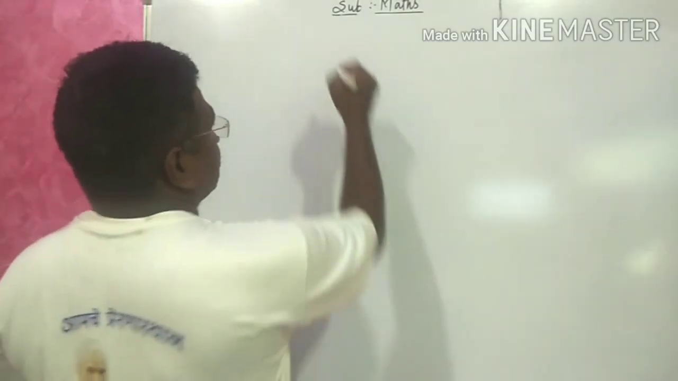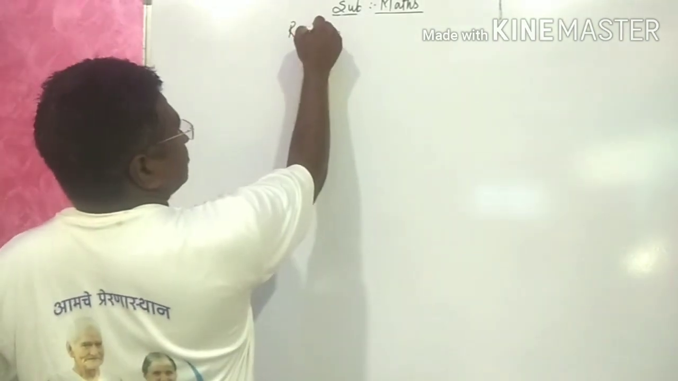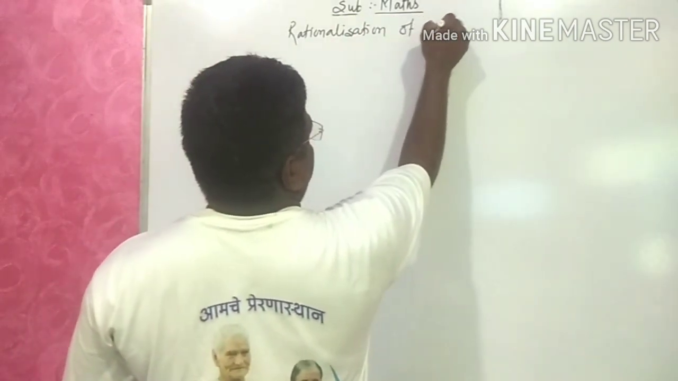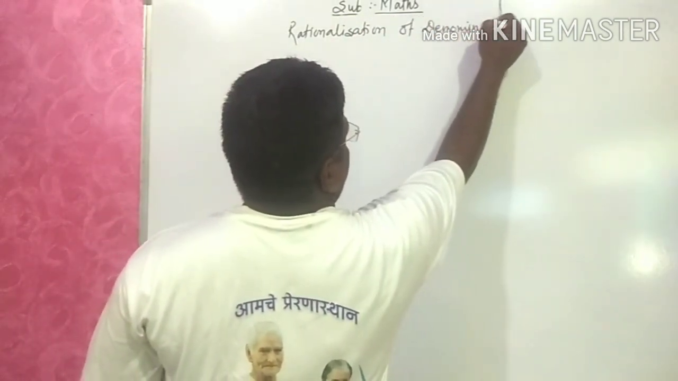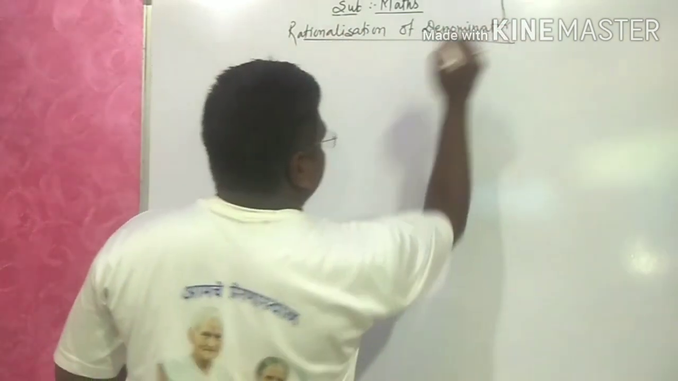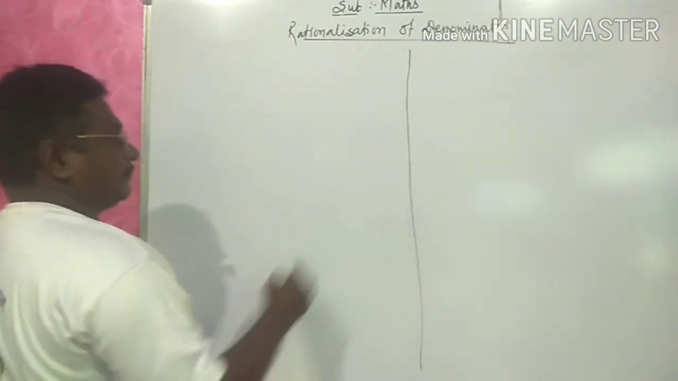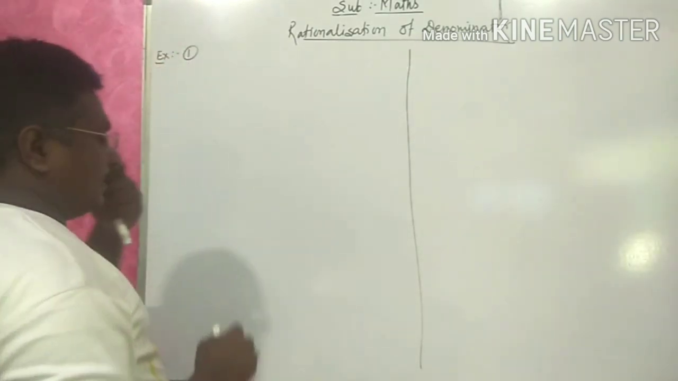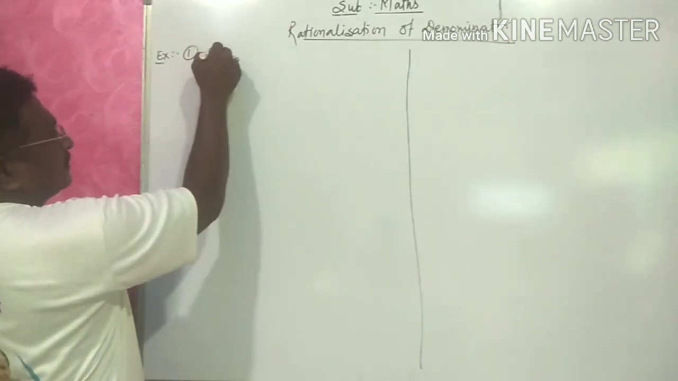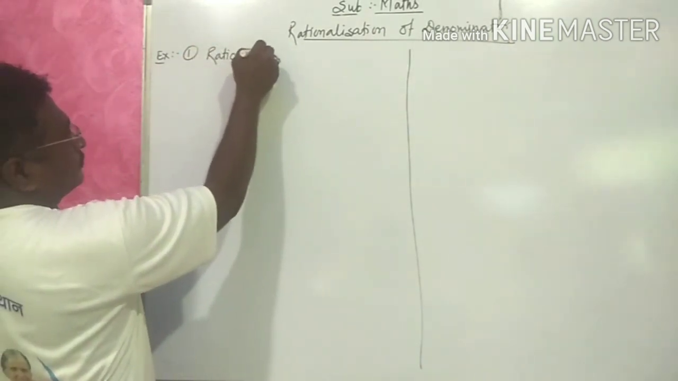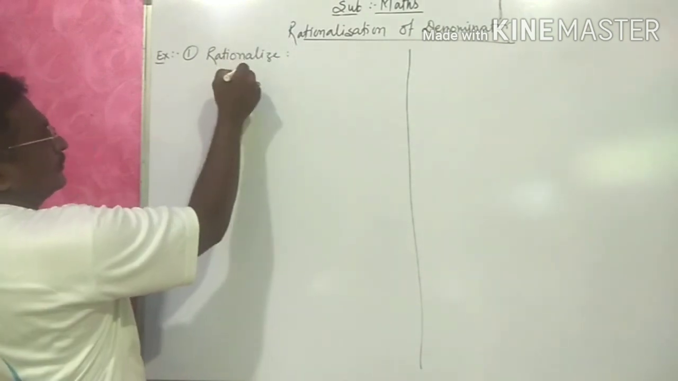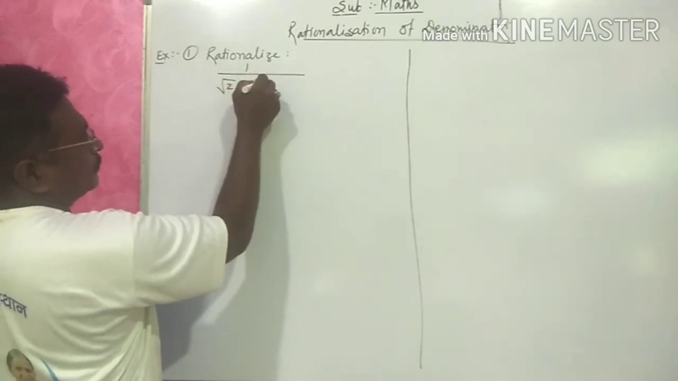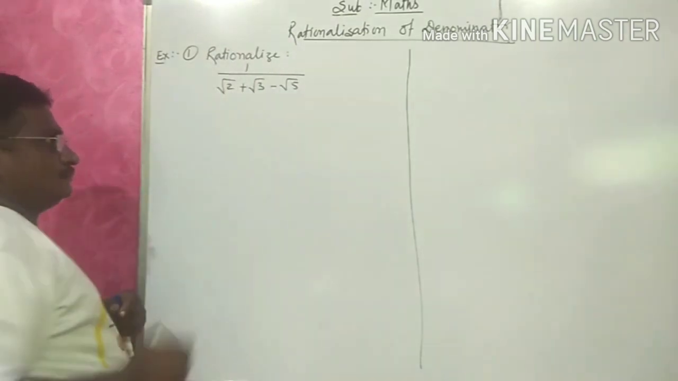So for that purpose, rationalization of denominator. In that rationalization we will take further examples. Rationalize 1 by root 2 plus root 3 minus root 5.